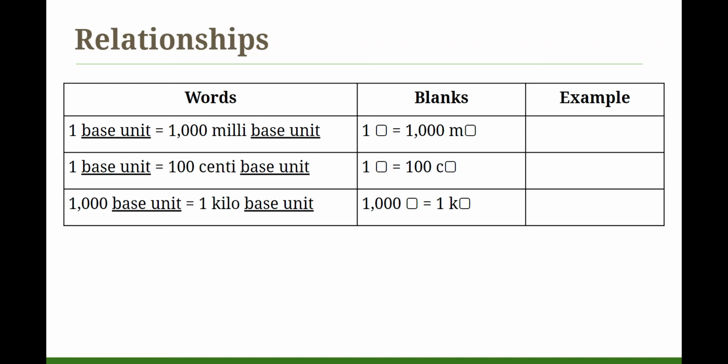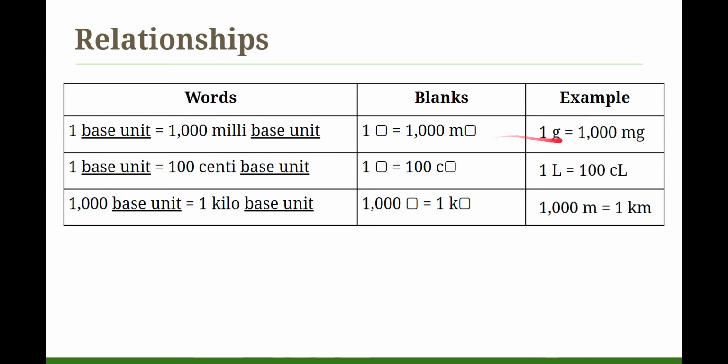The relationships here, this is something that will be really helpful to you this unit. The way our metric system works is we have one base unit is equal to 1000 of the milli whatever. So if you look at these blanks, you can fill in any metric unit here. So we could say 1 meter equals 1000 millimeters. 1 gram equals 1000 milligrams. So these boxes here are just to be replaced with the unit you want to use.